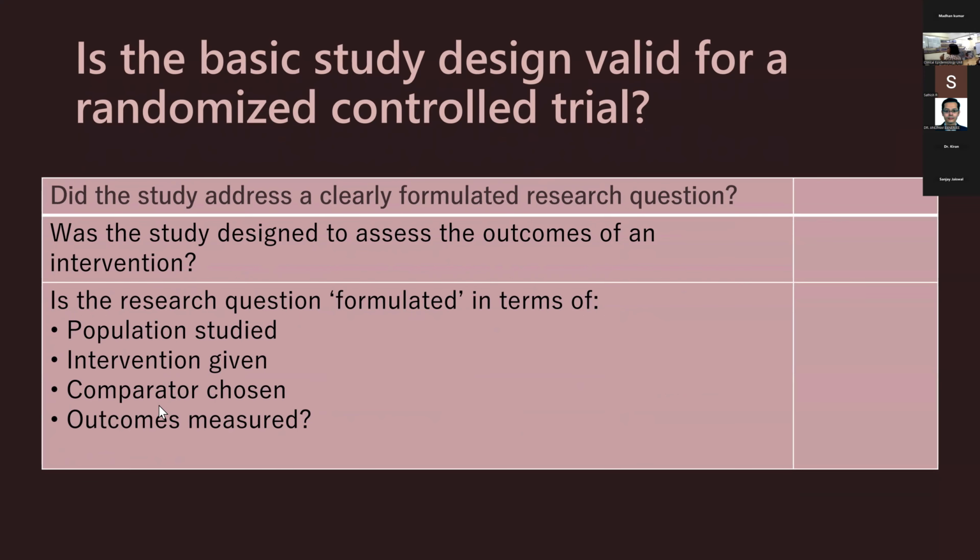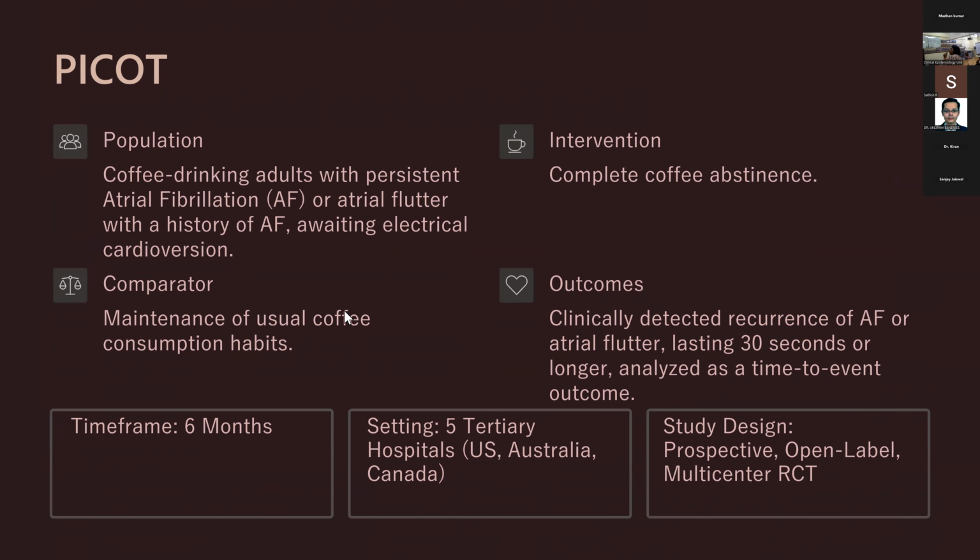So is the basic study design valid for a randomized control trial? Did the study address a clearly formulated research question? Coming to the PICOT statement, the population they included is coffee drinking adults with persistent atrial fibrillation or atrial flutter with a history of atrial fibrillation awaiting electrical cardioversion.